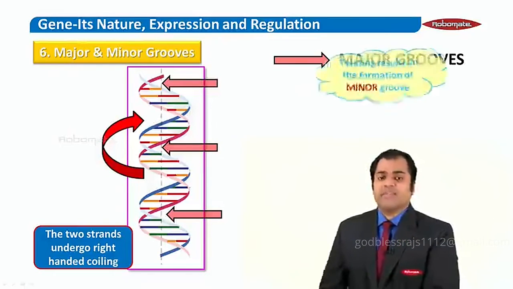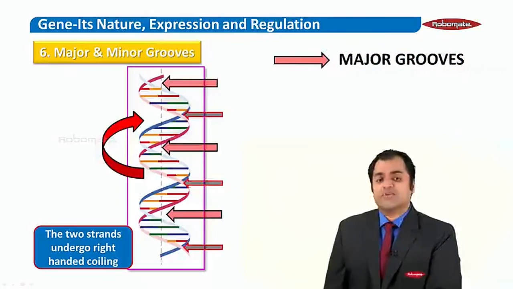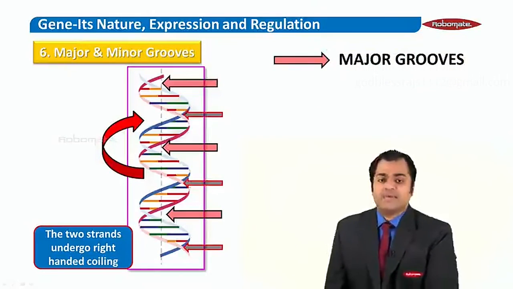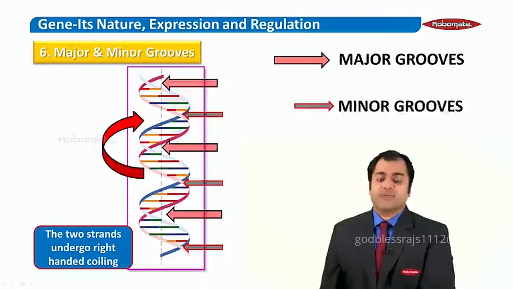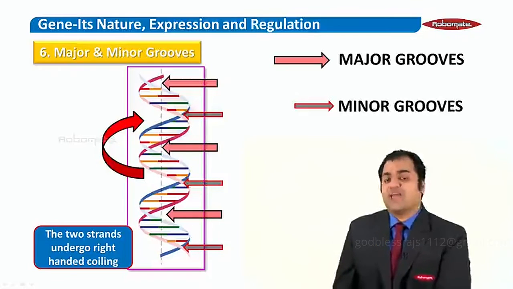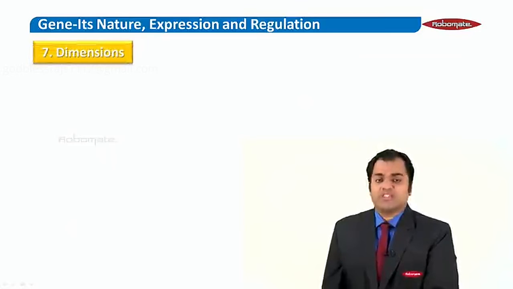And alternating with the major grooves, the twisting forms minor grooves. These are minor grooves. Fine? Minor grooves and major grooves alternate with each other. Minor grooves are also called shallow grooves. Okay, please remember that. Moving on, dimensions of the DNA.